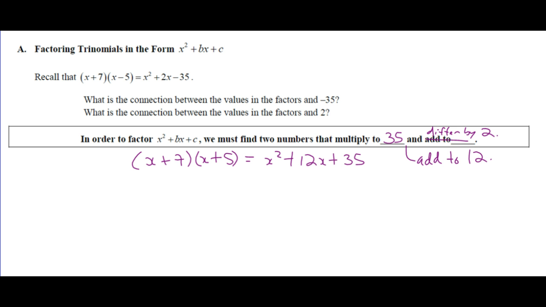How do you know if the signs are supposed to be both negative or both positive if the last one is positive? Then you look at the middle term. Okay.